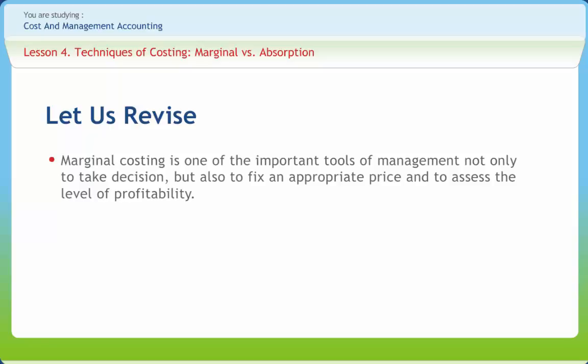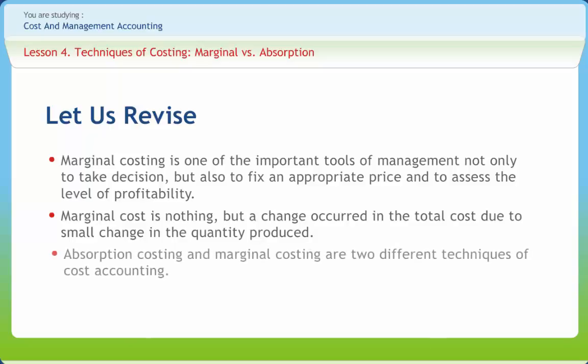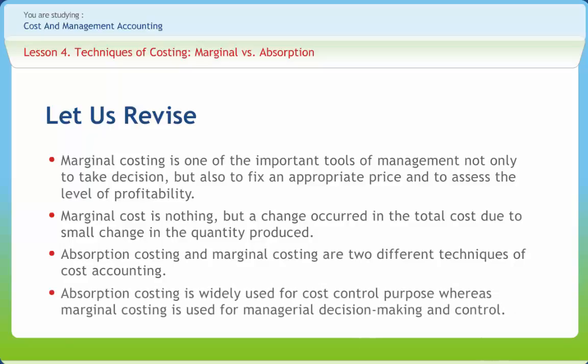Before we end, let us briefly revise what we have studied so far. Marginal costing is one of the important tools of management, not only to take decisions but also to fix an appropriate price and to assess the level of profitability. Marginal cost is nothing but a change occurred in the total cost due to a small change in the quantity produced. Absorption costing and marginal costing are two different techniques of cost accounting. Absorption costing is widely used for cost control purposes, whereas marginal costing is used for managerial decision-making and control.